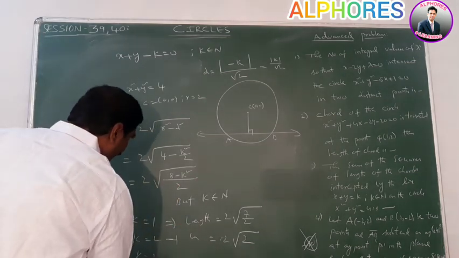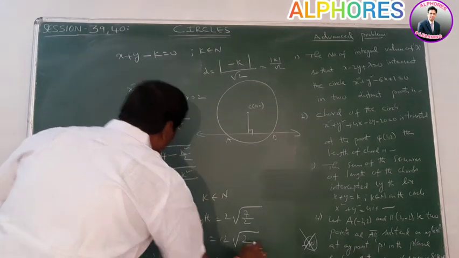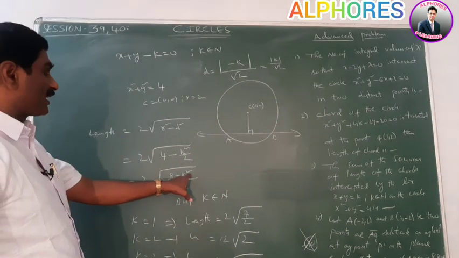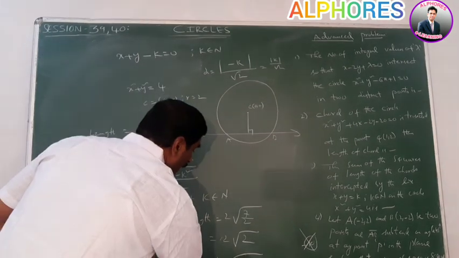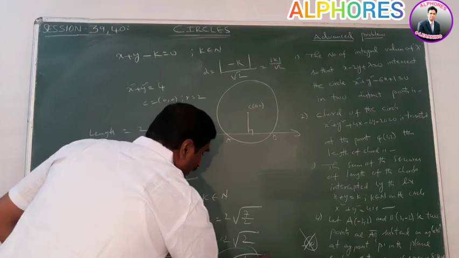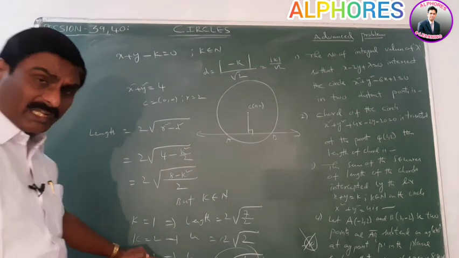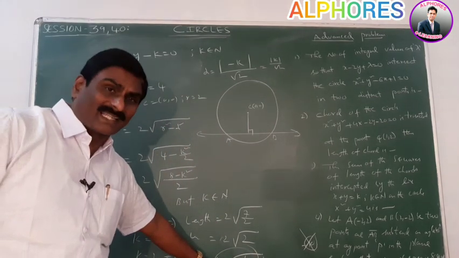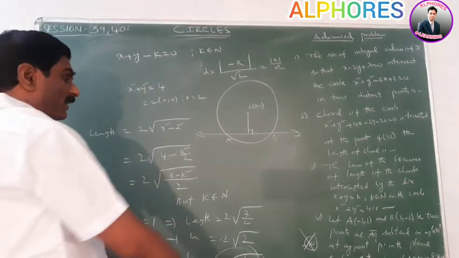Let k is equal to 3, length of the chord is equal to 2 root 8 minus 3 square, which is 9, so root of minus 1 by 2. Under root, a negative value is meaningless. So, the length of the chord does not exist. For k is equal to 3, k is equal to 4, at these values it is imaginary. So, it does not exist. We get only two possibilities.